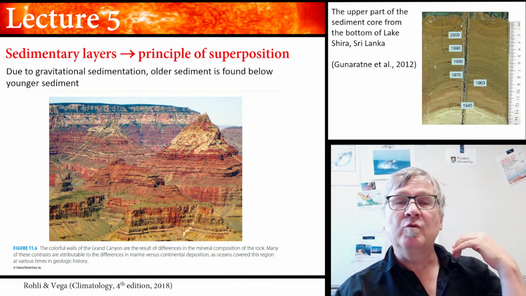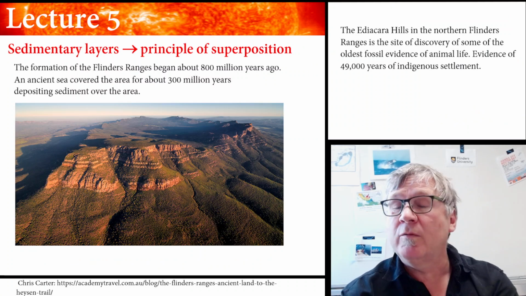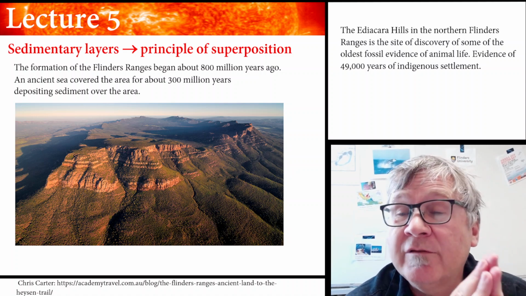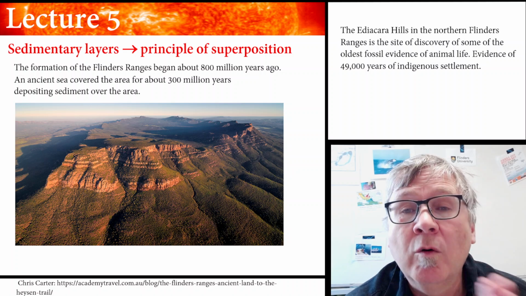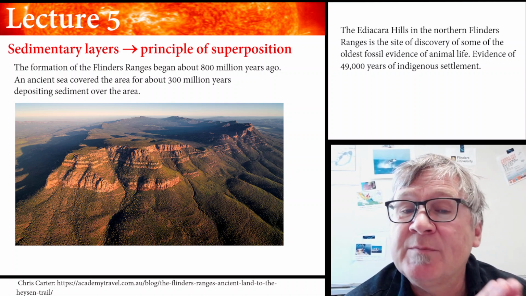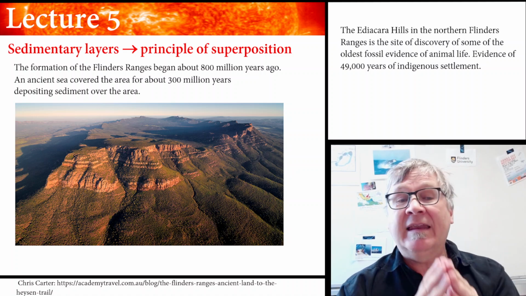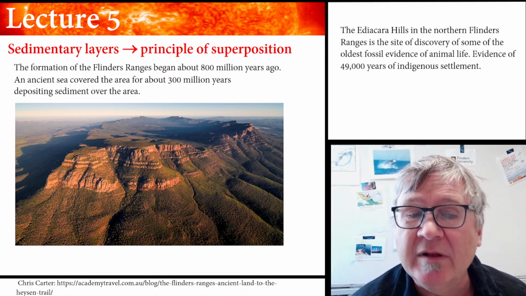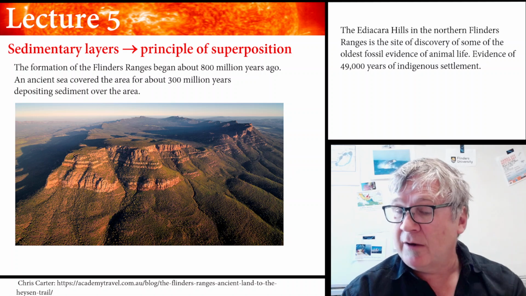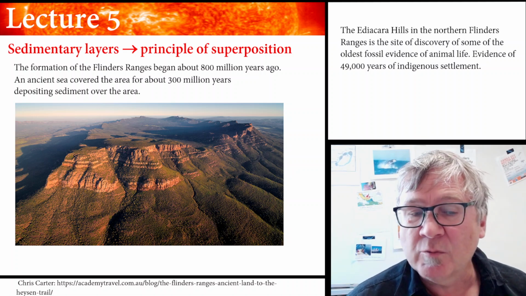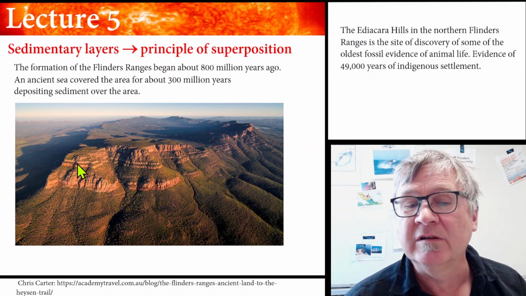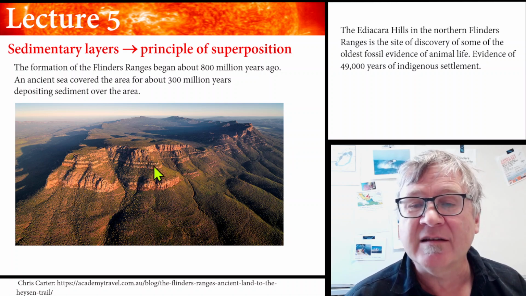What else can you use to reconstruct climate? Another thing that you can use, we do that on the next slide, but this one is more about sedimentary layers. Indeed, I need to show you this example of the Flinders Ranges, the oldest mountain range in the world. Formation of the Flinders Ranges began about 800 million years ago. An ancient sea covered the area for about 300 million years, depositing sediment over the area. And in these times when the area was the seafloor of the ocean, you get these horizontal layers that you can nicely see. Horizontal, different types of layers that you can see.